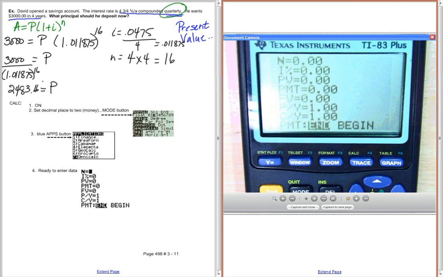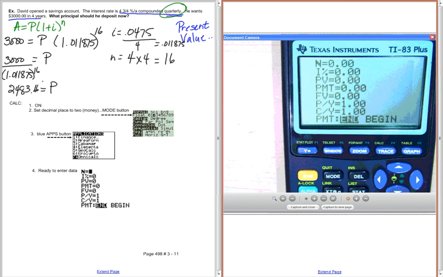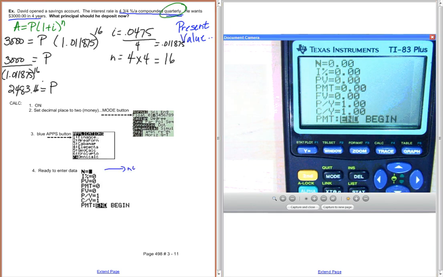So let's write down what some of those things mean. N is the number of compounds. So if it is not annually, you will have to do the calculation. Number of years times the number of compounding periods, just like we use it in our formula, N.